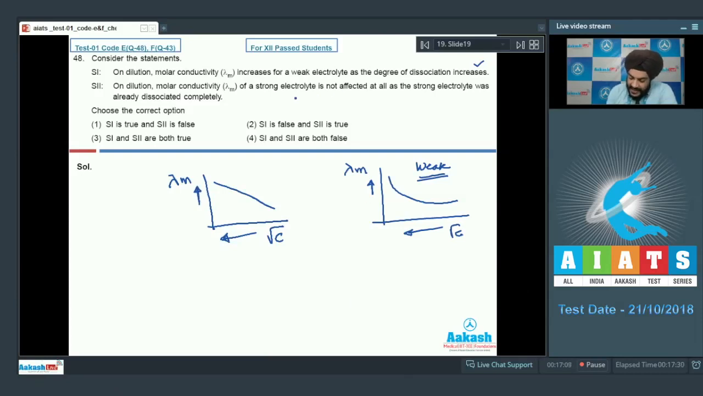So we can say that statement 2 is incorrect, as the examiner has told us that it is not affected at all. Okay. So statement 1 was correct, whereas statement 2 is incorrect. So the answer which we are looking for in this question is option 1.